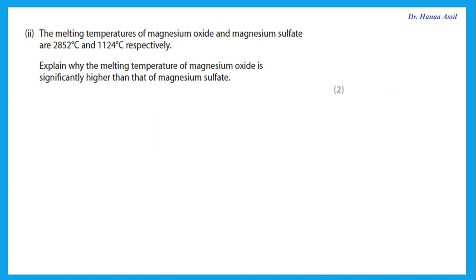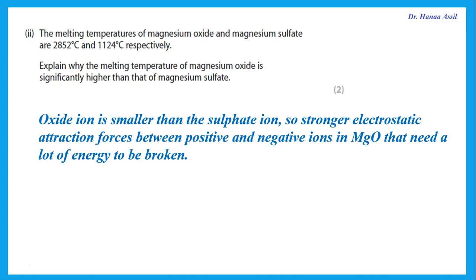The melting temperatures of magnesium oxide and magnesium sulfate are different. Explain why the melting temperature of magnesium oxide is higher than that of magnesium sulfate. Of course, that has to do with the size of the ion and the charges. So the oxide ion is smaller than the sulfate ion. Both of them have 2 negatives, but the oxide ion is smaller, so there is stronger electrostatic attraction forces between the positive and negative ions in magnesium oxide than in magnesium sulfate, and that needs a lot of energy to be broken.